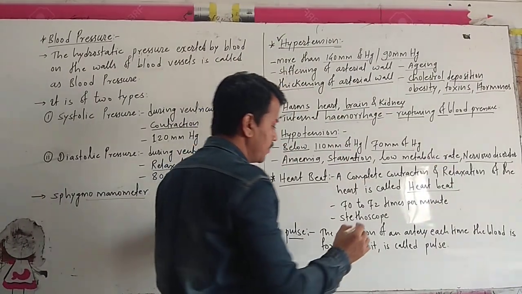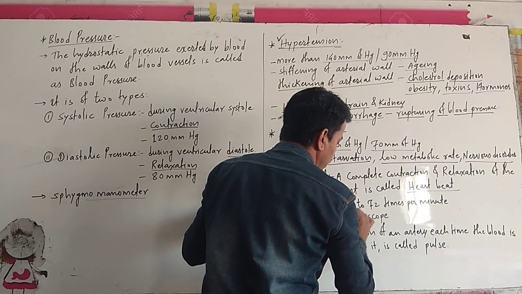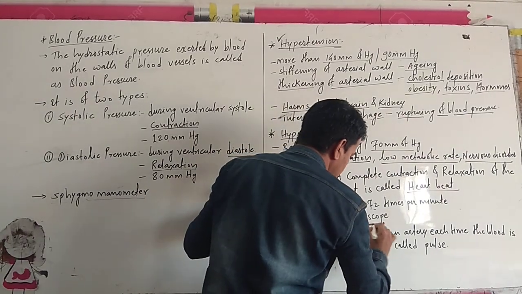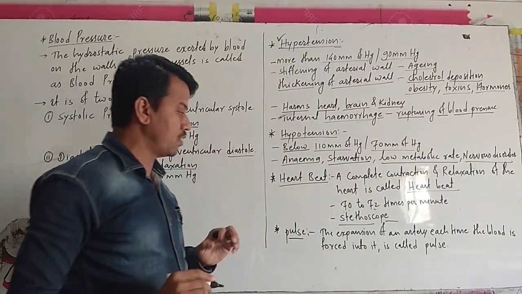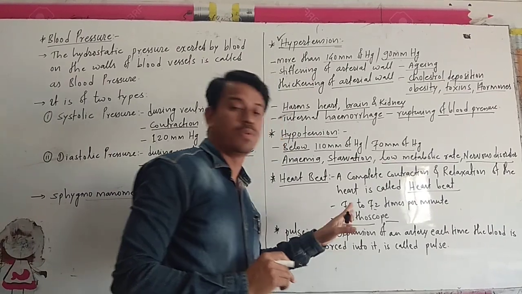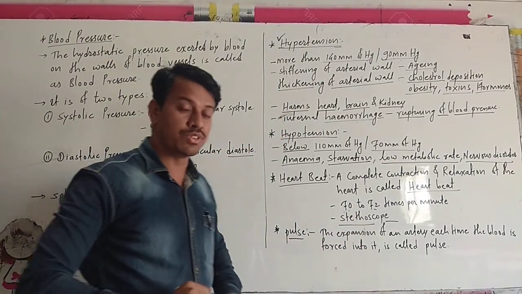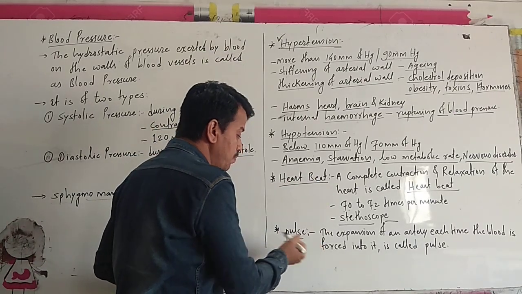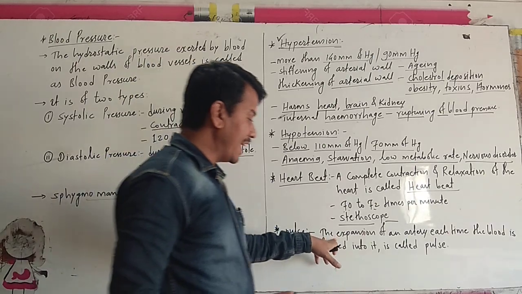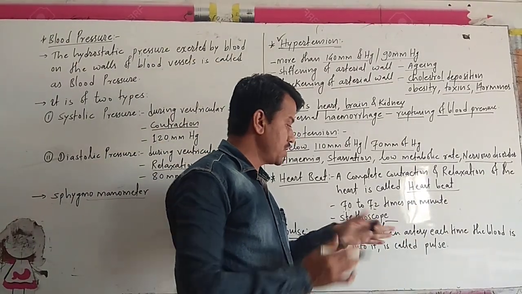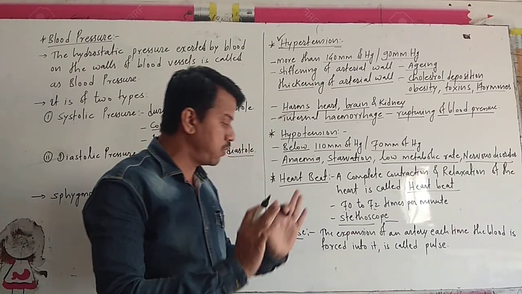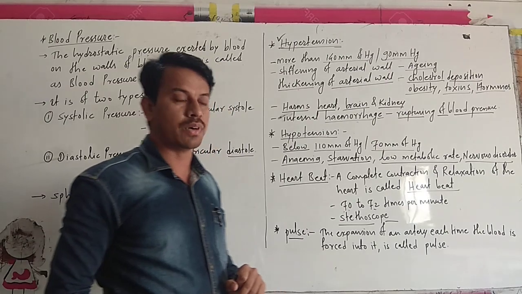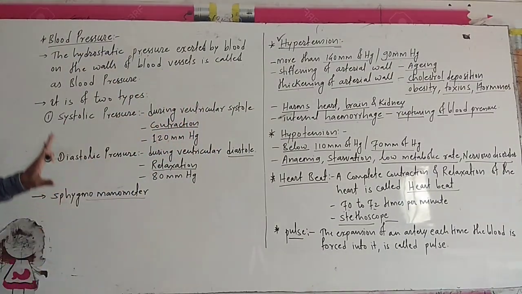Normally, when we measure it, it is 72 times per minute. It is measured by another special instrument of the doctors that we call the stethoscope, which we see with doctors. And the last point is the pulse. Pulse means the expansion of an artery each time the blood is forced into it. That is called the pulse. So this is blood pressure.